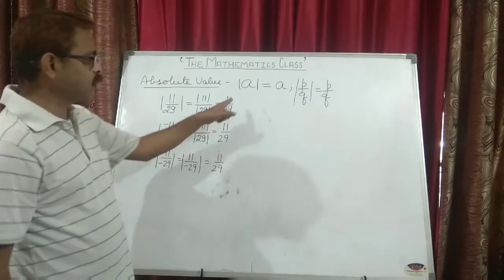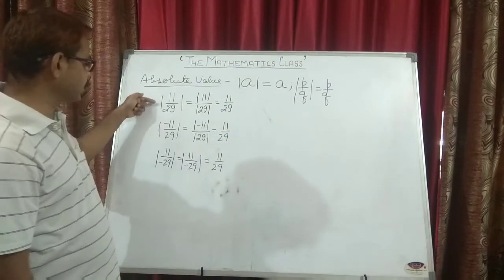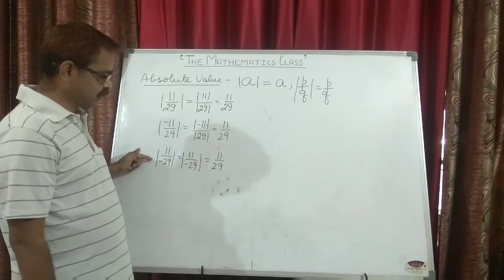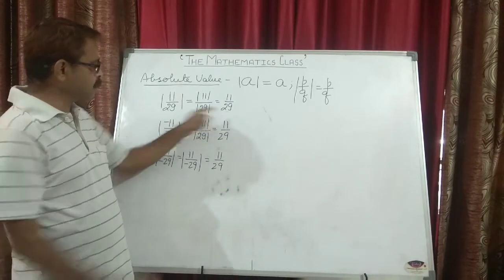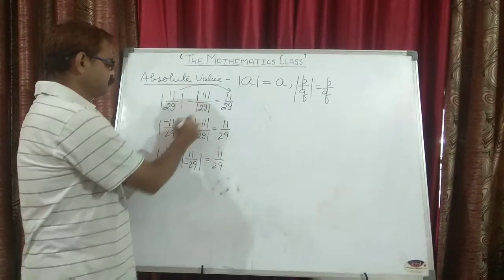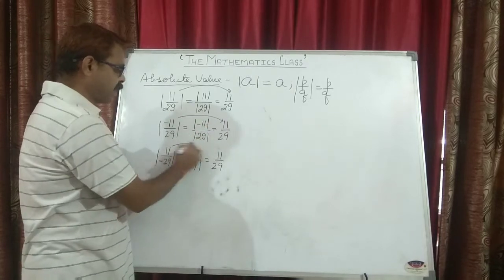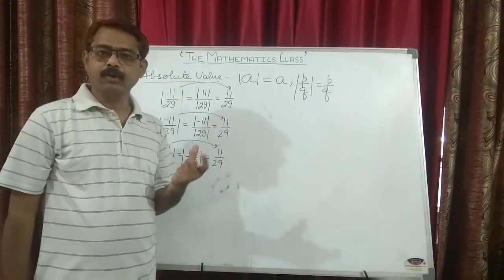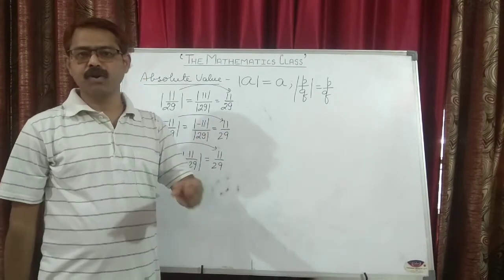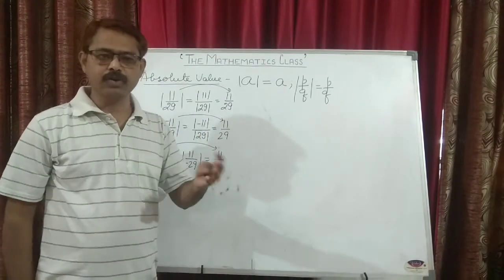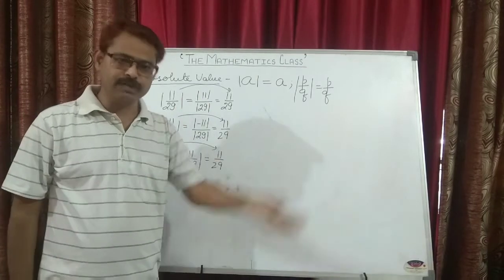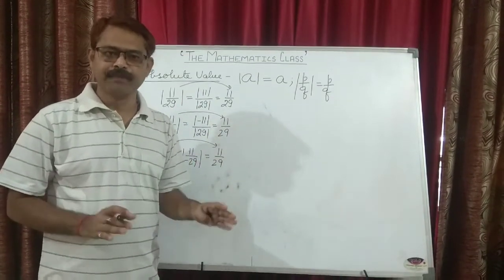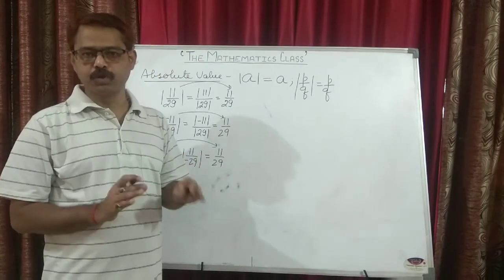So you have seen in all three examples, this was a positive rational number, this was a negative rational number, this is again a negative rational number, but finally they are coming out as positive. This is positive, positive and positive. So what is the meaning of absolute value? Whatever is inside the mod, when the number moves out of the mod, it becomes positive irrespective of its sign. That's it about absolute value.